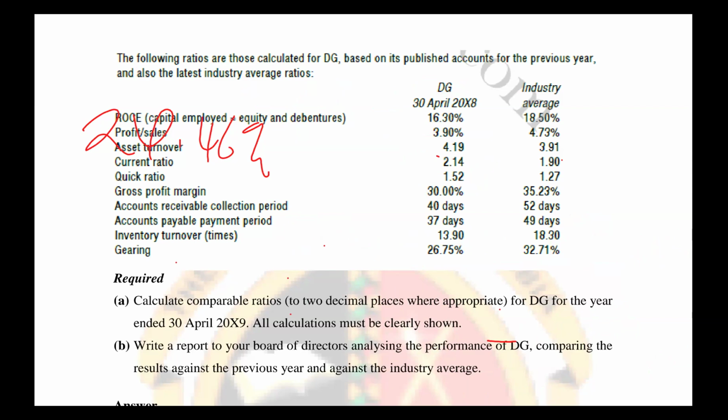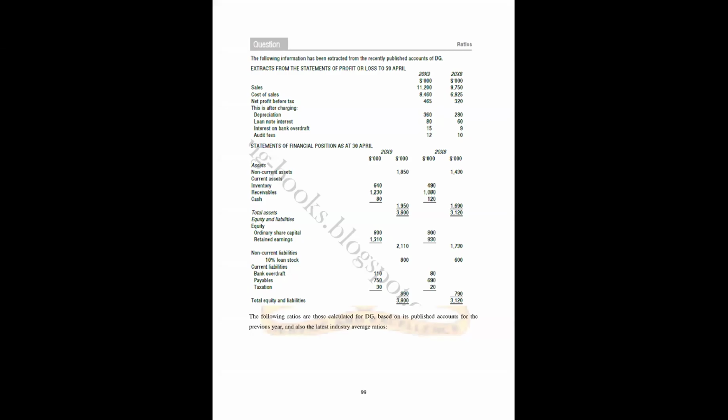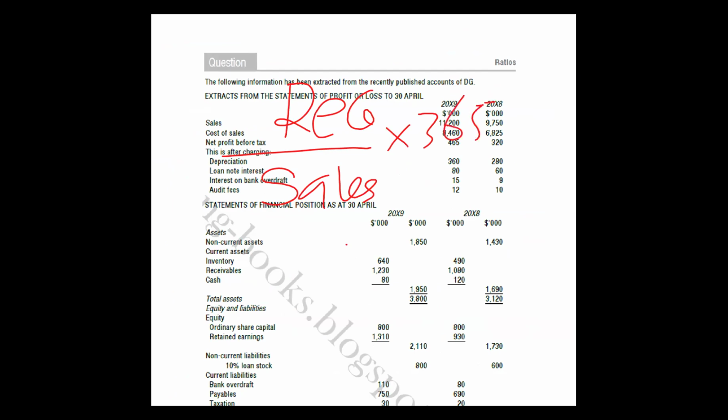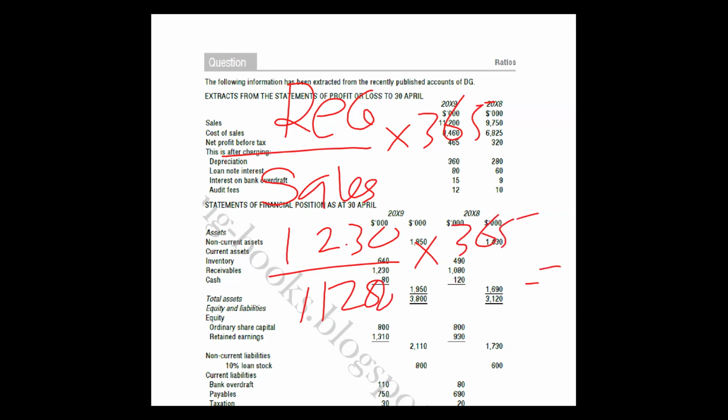Yeah, let's do the accounts receivable collection period. The receivables collection period. How do you do this one? Receivables divided by sales, multiplied by 365 days, right? Our receivables for 2019 is 1230 divided by our sales, 11.2, multiplied by 365. How many days are these? 40 days. 1 month, 10 days. Okay, 40 days. Let's compare with the industry.